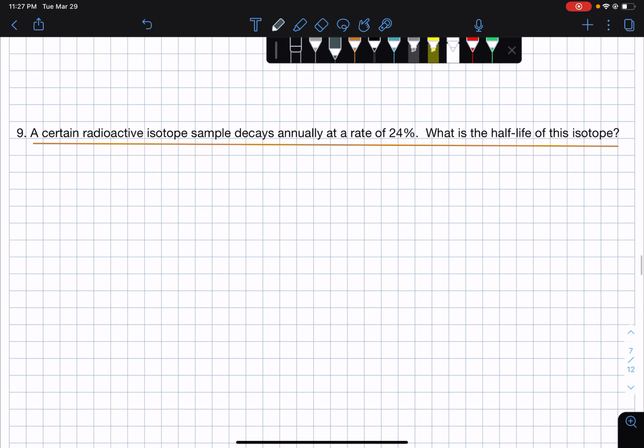Let's go for number 9. A certain radioactive isotope sample decays annually at a rate of 24%. So there is still a rate, therefore our decay formula would be the depreciation one, not the radiation decay or radioactive decay.